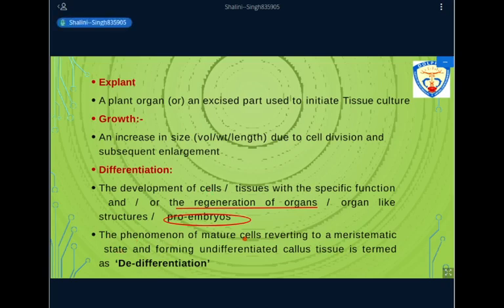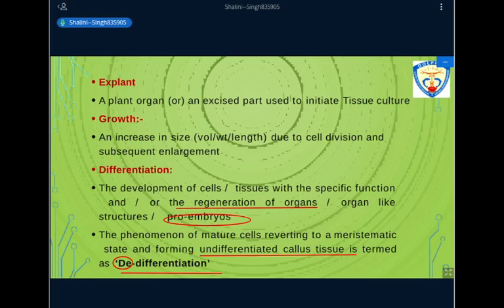Next is the phenomenon of mature cells reverting to a meristematic state and forming undifferentiated callus tissue, which is termed de-differentiation. So what is now de-differentiation? D means no. So what are you doing here? You are finishing this differentiation. That means you are nullifying the differentiation. Then it is known as de-differentiation. So how do you do it?